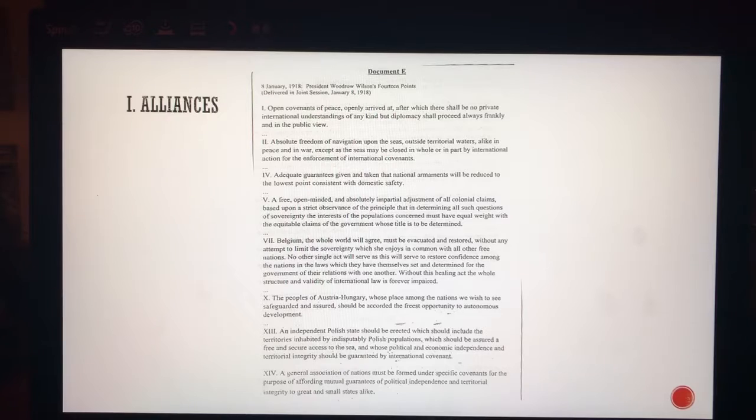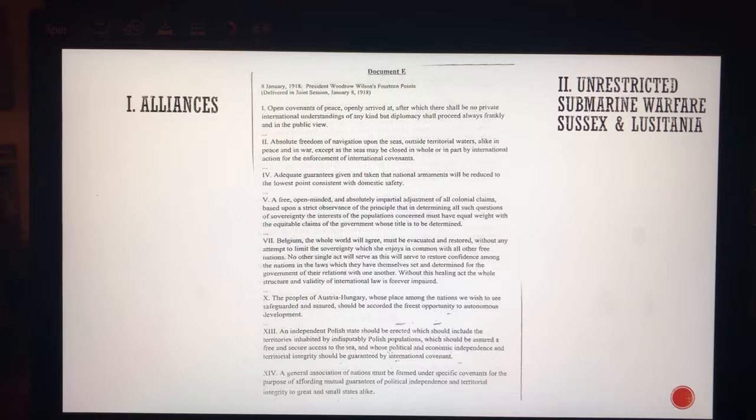And what he's attacking here is a cause of World War I, the alliance system. The next one: absolute freedom of navigation upon the seas, outside territorial waters, alike in peace and war, except that the seas may be closed in whole or in part by international action for the enforcement of international covenants. So he's looking at one of the causes of the war, which we see was unrestricted submarine warfare, such as the Sussex and the Lusitania. He is looking, in his 14 points, at all the causes of World War I, and he's trying to prevent them to prevent future war.